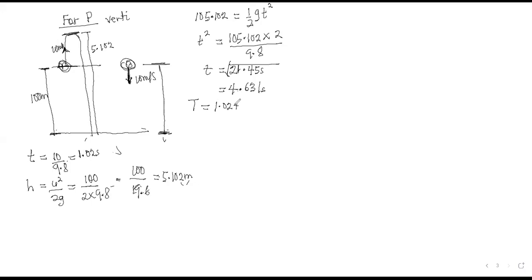So it means that the total time for P to drop to the ground is going to be 1.02 plus 4.631. And when you add this, we have 5.651 seconds. This is the time of flight of P.